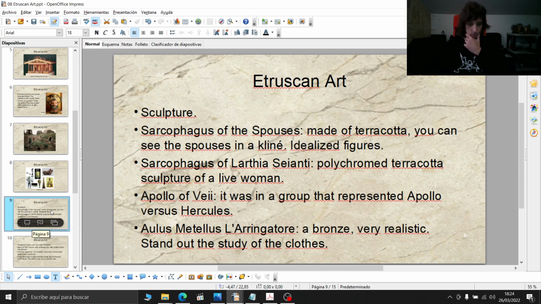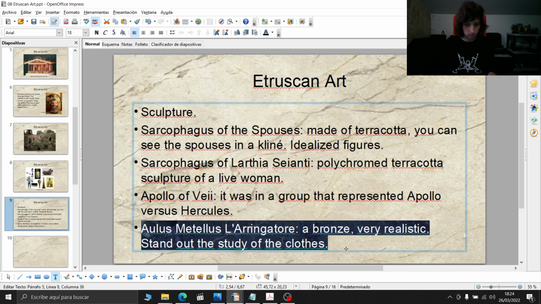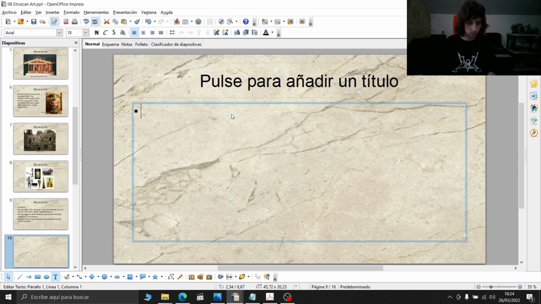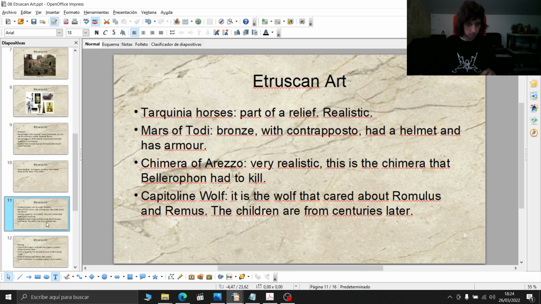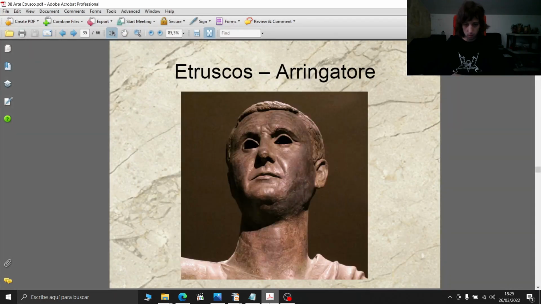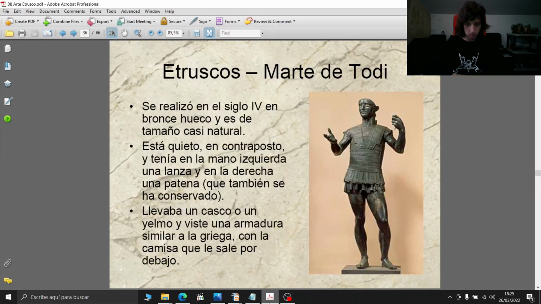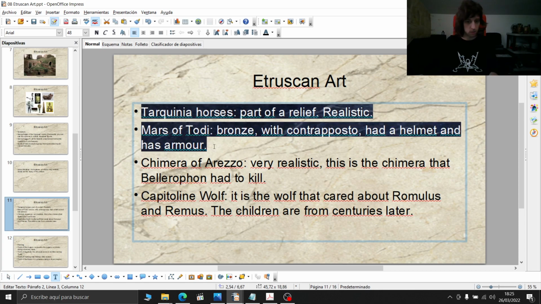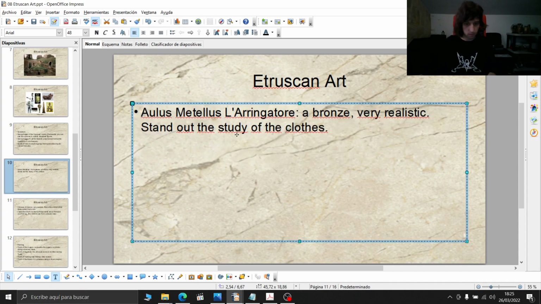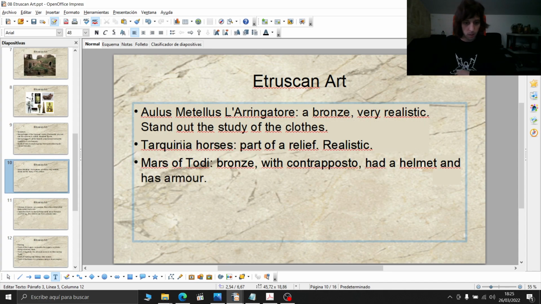Thinking of how to put this. Tarquinia horses, part of a relief, realistic. Mars of Todi, bronze with contrapposto, had a helmet and has armor.